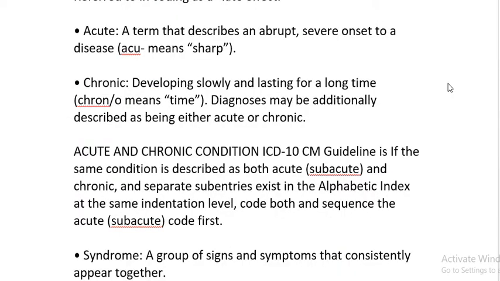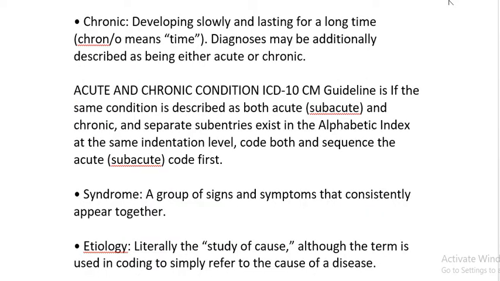One more term, acute: a term that describes an abrupt, severe onset of a disease. Acute conditions occur suddenly. They will not take any time to grow. They happen suddenly, like accidents. All those things are traumatic injuries, and all are acute conditions.